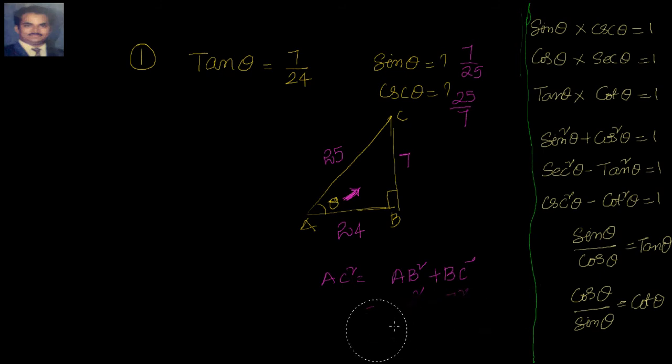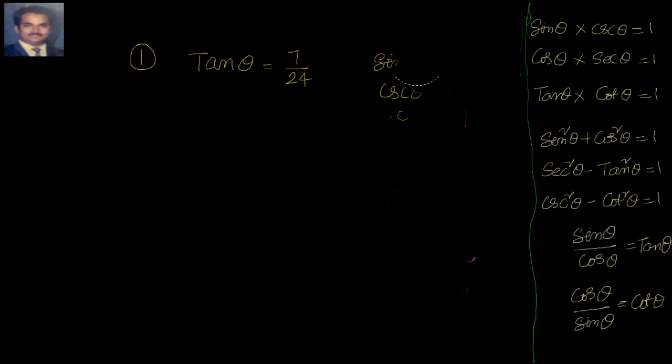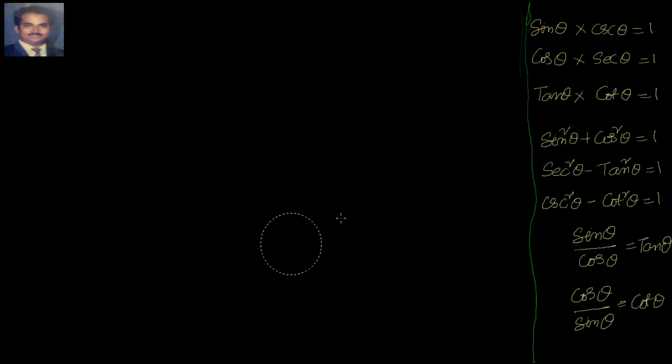Let us do some more. Okay, now let's use the identities. So I say something like, prove that 1 plus secant theta divided by secant theta is equal to sin square theta by 1 minus cos theta.